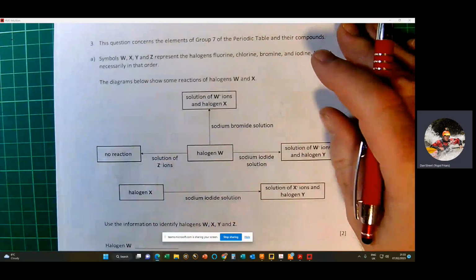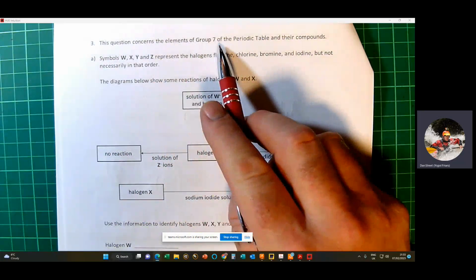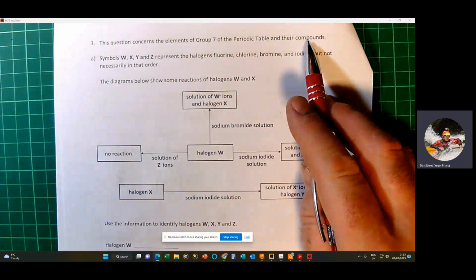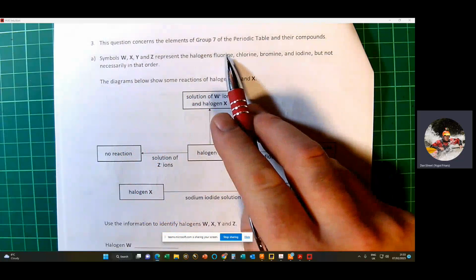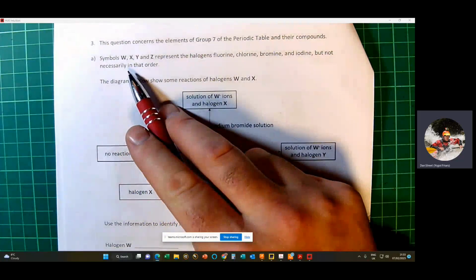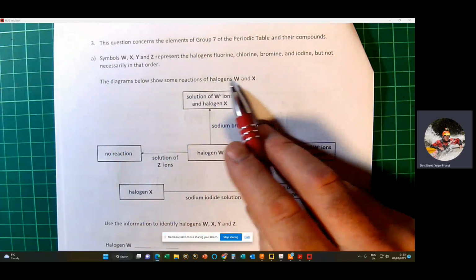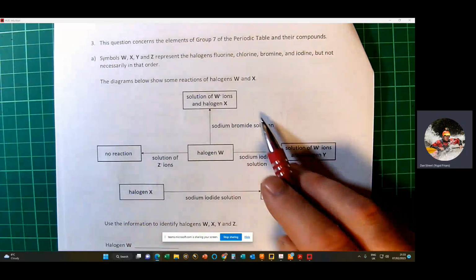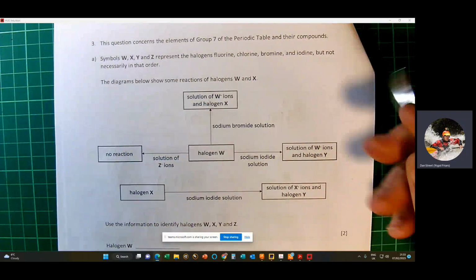Okay, so here's question 3. This question concerns the elements of group 7 of the periodic table and their compounds. Symbols W, X, Y, and Z represent the halogens fluorine, chlorine, bromine, and iodine, but not necessarily in that order. The diagram below shows some reactions of halogens W and X. So this question is based on the displacement reactions of the halogens in the main.